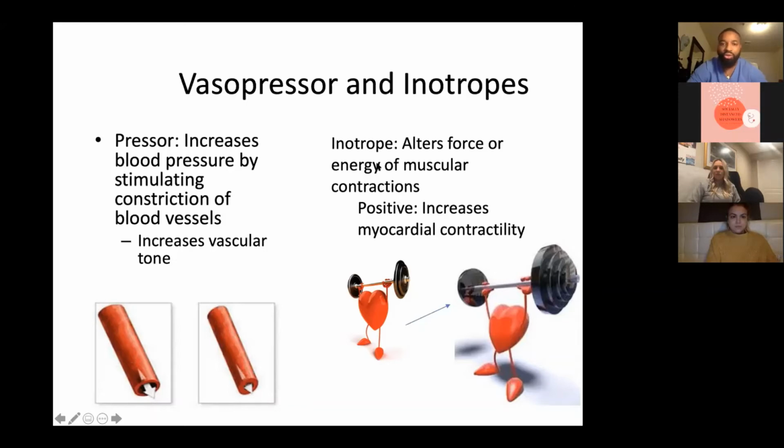And also you have inotropes. Inotropes alter the force or energy of the muscular contractions. So positive inotropes increase myocardial contractility. So when you go back to that, you see why you affect the mean arterial pressure, because contractility is basically going to help the cardiac output, and then the pressors are going to help the vascular resistance.